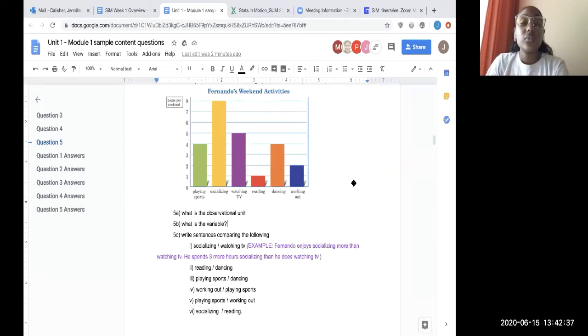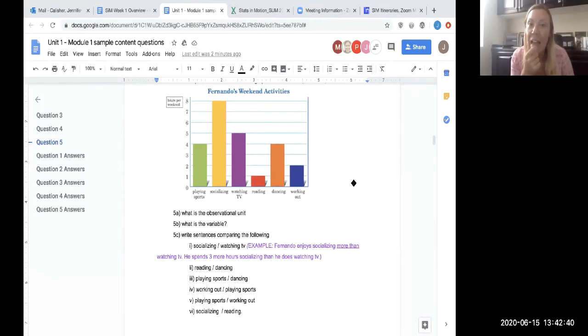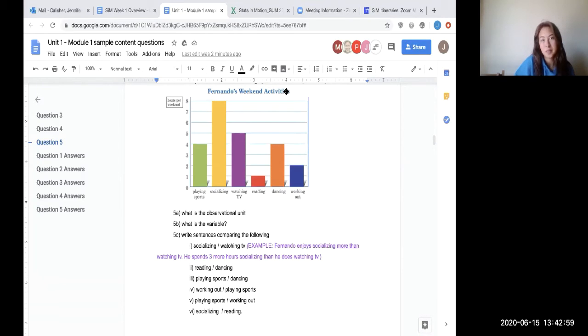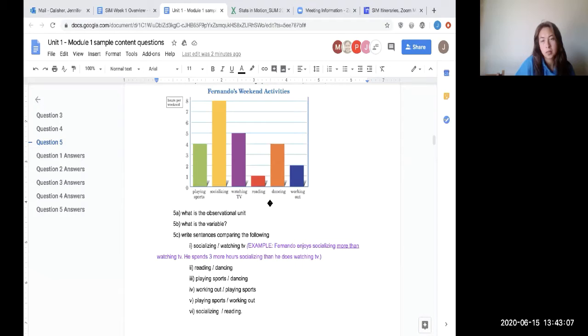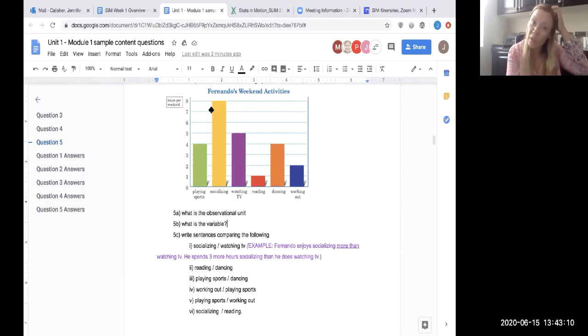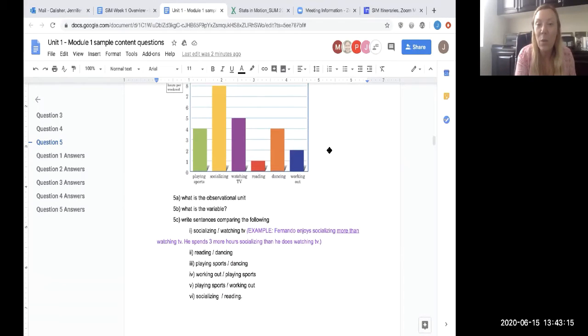I think that sometimes there's more than one way that you could look at it. And yes, you could possibly argue that the weekend activities might be one of the observational units if you're looking at them independently, but you'll notice the heading. What does it say up here in the heading? Fernando's weekend activities. Exactly. So who are we observing? Fernando. Exactly. We always want to try to be as specific as possible. So we're observing Fernando and his weekend activities. So the next question is, what is the variable?